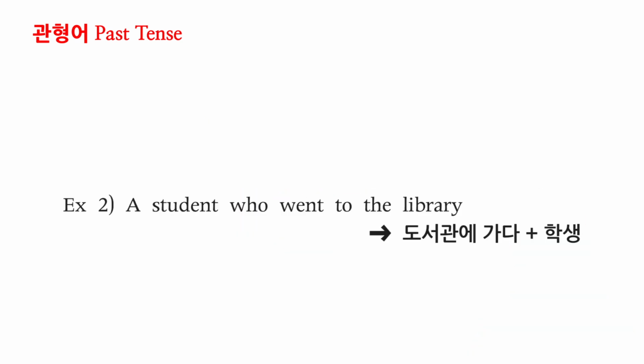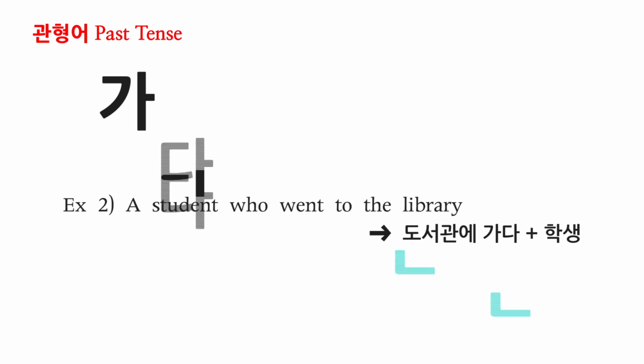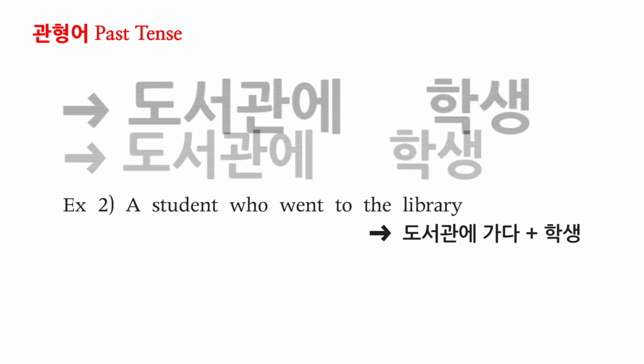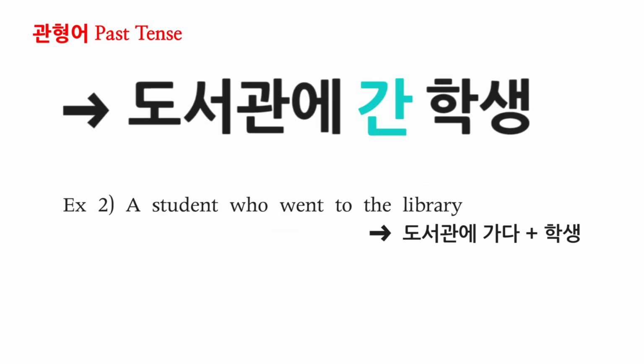However, in the second example, the verb went is used and its Korean verb form is 가다. Since the verb stem 가 does not have a final consonant, 니은 is added and it is 간. Therefore, a student who went to the library becomes 도서관에 간 학생.